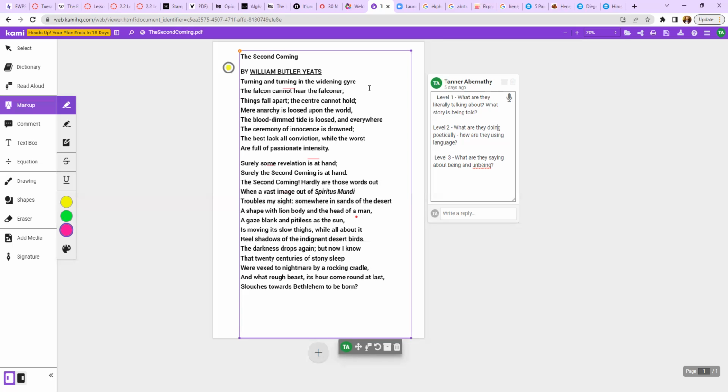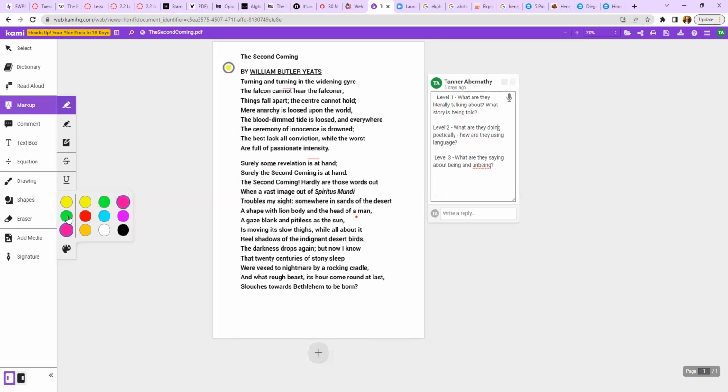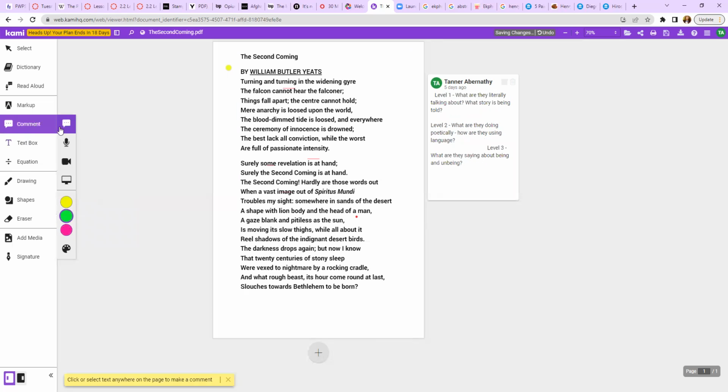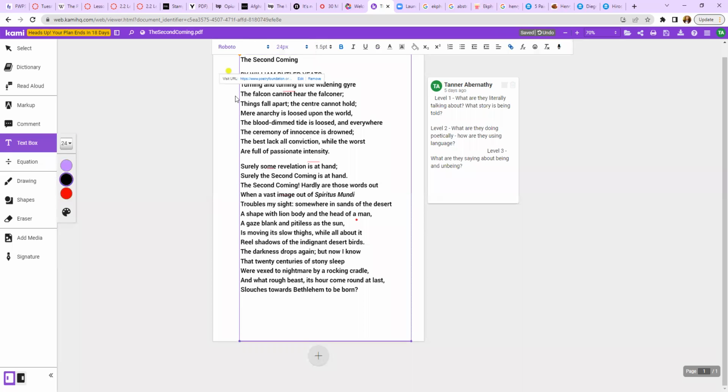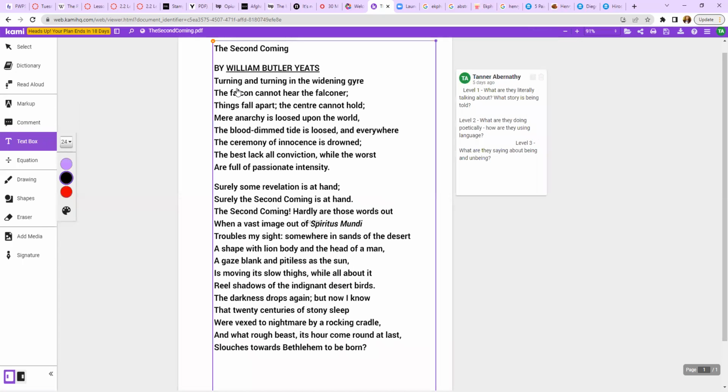Okay, so there are a couple of things going on in this poem. Let's start with level 1, the literal. So I'm going to use the markup tool to highlight things and the comment tool or text box tool to help me leave comments to hopefully explain myself a little bit. So turning and turning in the widening gyre, the falcon cannot hear the falconer. So a gyre is, right, a big spiral.